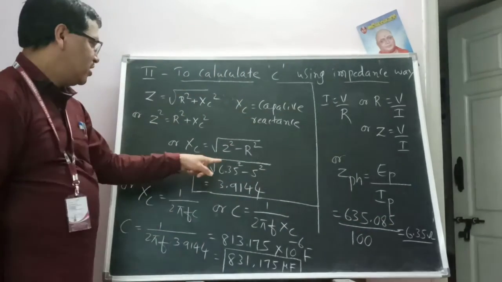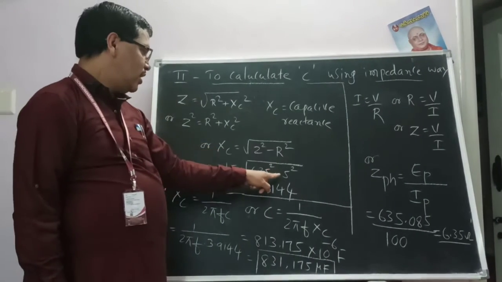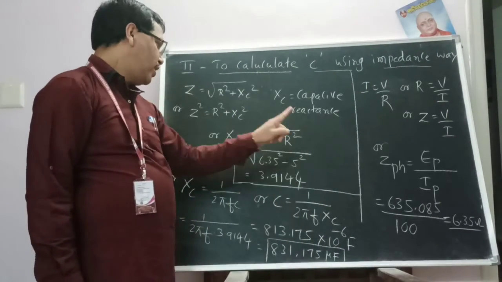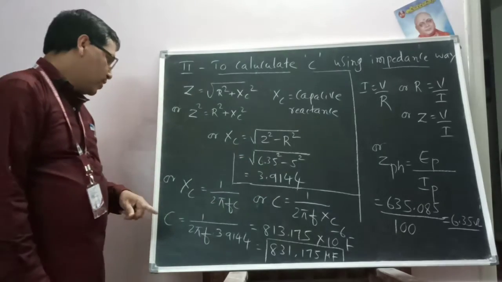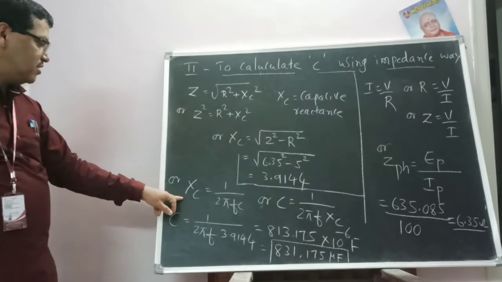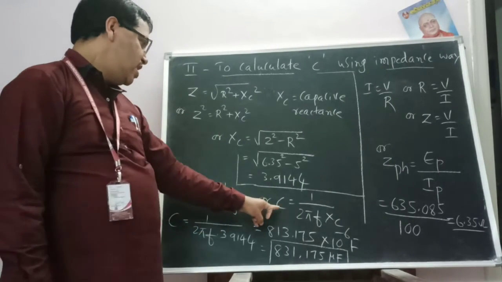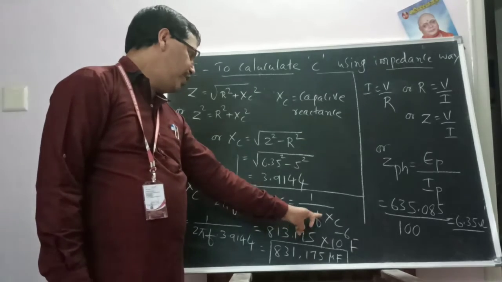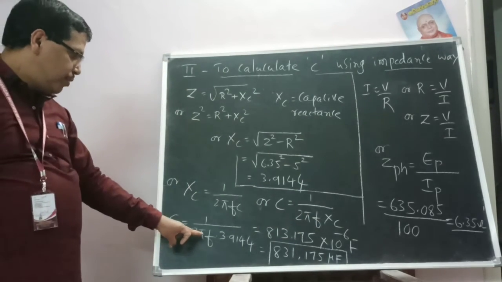So this Z you can substitute here. Z is 6.35 squared, minus the R value we already know, 5 squared. The answer is 3.9144. We already know the equation XC is equal to 1 by 2 pi FC, or C is 1 by 2 pi F into XC. So just substitute, C is equal to 1 by 2 pi F.